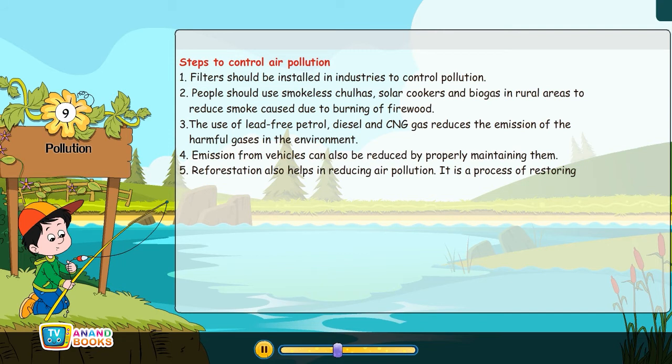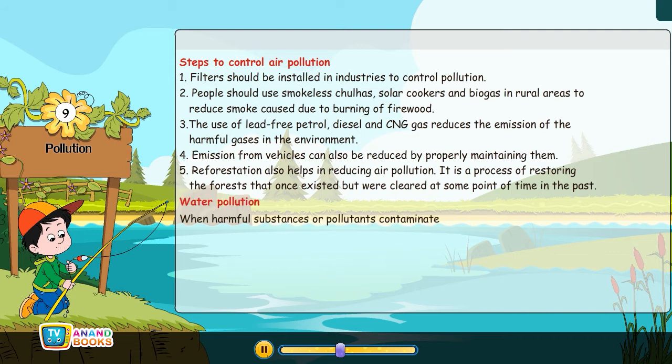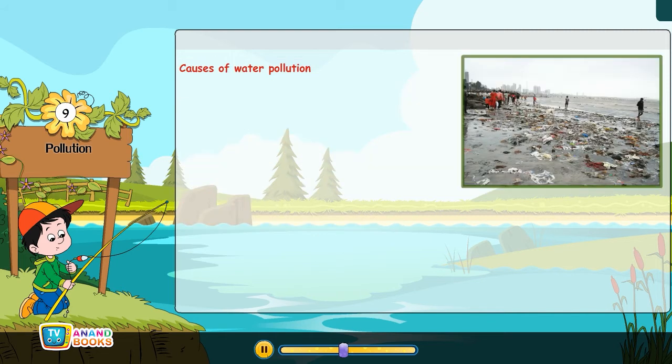It is a process of restoring the forests that once existed but were cleared at some point of time in the past. Water pollution. When harmful substances or pollutants contaminate water bodies such as lakes, ponds, rivers, and seas, they cause water pollution.